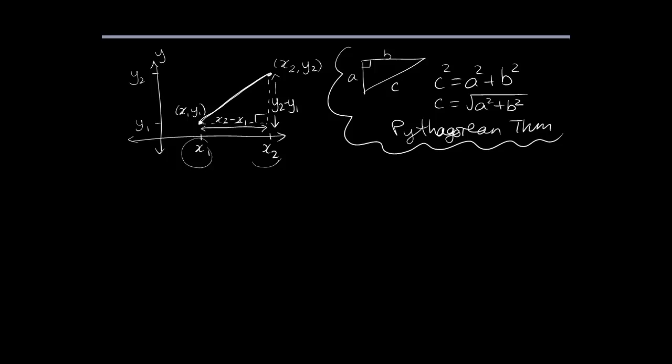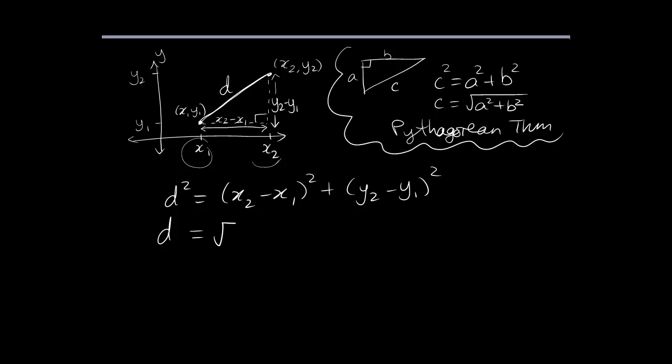According to the Pythagorean theorem then, that distance that I want between the 2 points will be given by d squared equals x2 minus x1 all squared plus y2 minus y1 all squared. So then if I want the distance itself, it's going to be the square root of that whole thing, and so you have this as your standard formula. There you have a little proof of that.